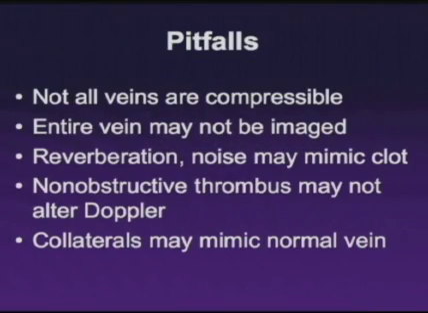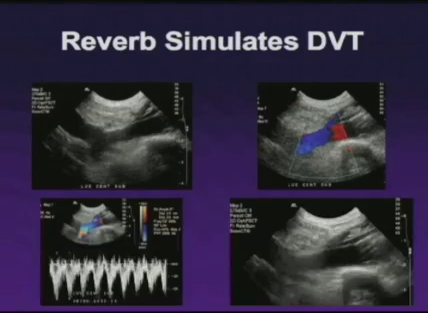So as we look at upper extremities, we realize that there are many, many more difficulties because of our inability to see the veins in all planes, and we can't compress all the veins that are present. In addition, we have to be very careful about echoes inside the veins either being caused by reverberation or noise. We always need to remember that the spectral Doppler may not be altered if the thrombus is not large enough to obstruct the vein, and that collaterals may mimic a normal vein.